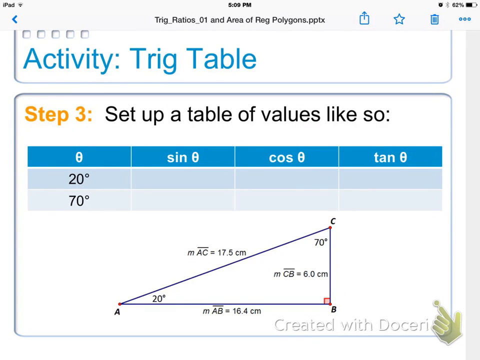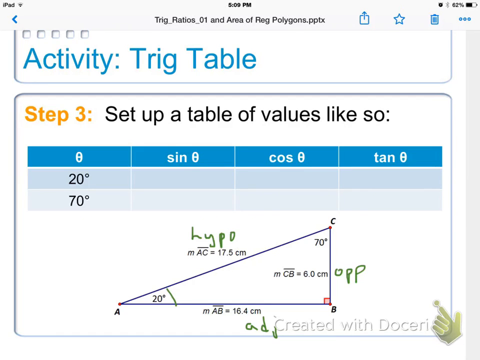Okay, so in this activity you were supposed to draw your 20, 70, 90 right triangle, and then measure each side. I've done that already on mine, and so I'm just going to label it. I'm going to use a 20-degree angle, and label my opposite, adjacent, and hypotenuse. Obviously this is the hypotenuse in the right triangle. This is the opposite side, and this is the adjacent side.